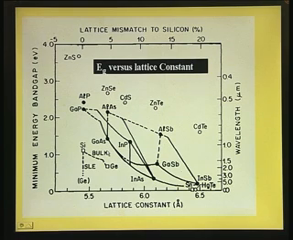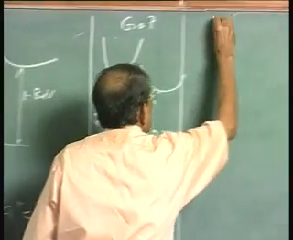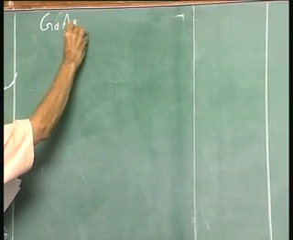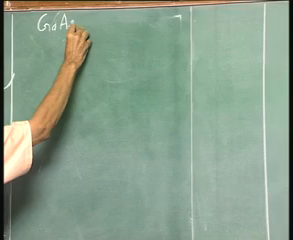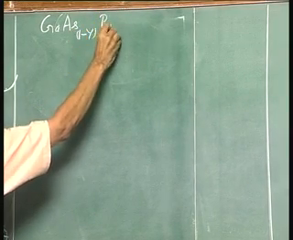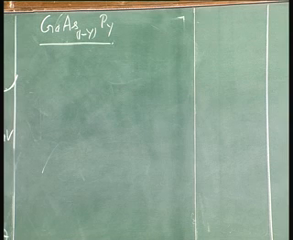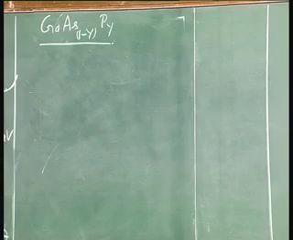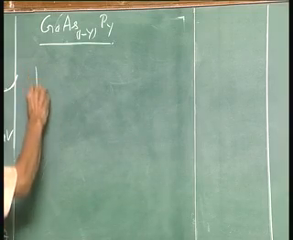Now, let us see what would happen if you mix up these two. Let us put this diagram. You can see when you mix these two, you can get a material called gallium arsenic 1 minus Y phosphide. You can mix them, you can get the ternary compound, which is very useful for light emitting diodes.